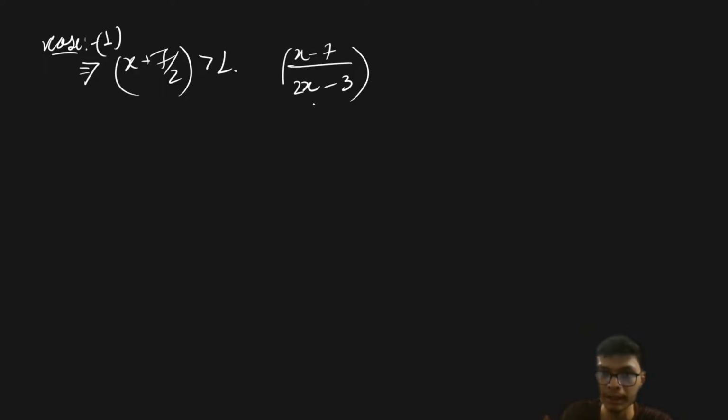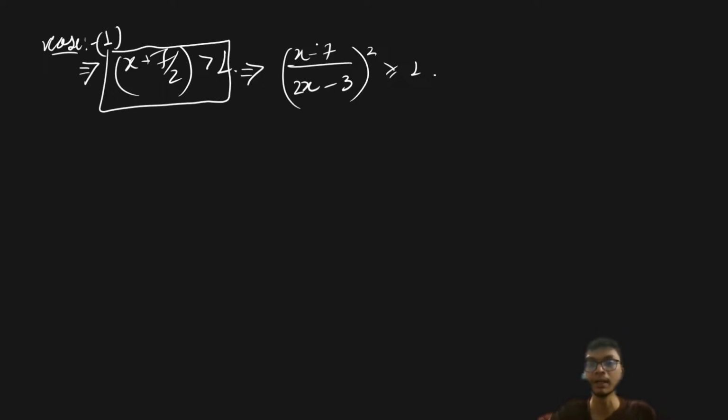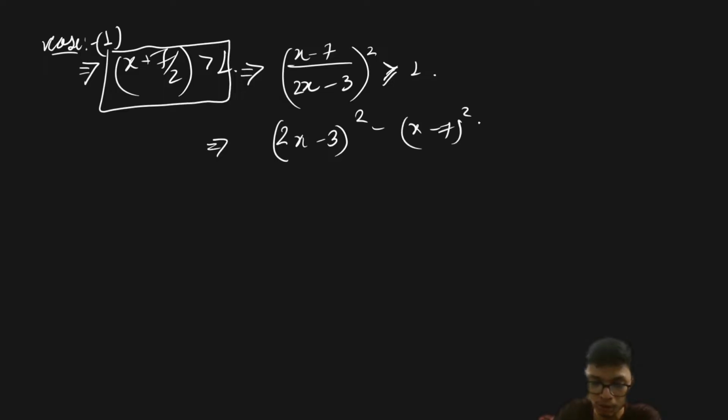So the first case is the case of the increasing function, when our base x plus 7 by 2 is greater than 1. So this is greater than 1, and the quantity x minus 7 by 2x minus 3 whole square is greater than or equal to 1. So this is the inequality we will get. When this base is greater than 1, that means it is an increasing function. Therefore, the quantity x minus 7 by 2x minus 3 whole square should be greater than or equal to 1 from the inequality. Now if we solve this inequality, we'll have 2x minus 3 whole square minus x minus 7 whole square should be less than or equal to 0.